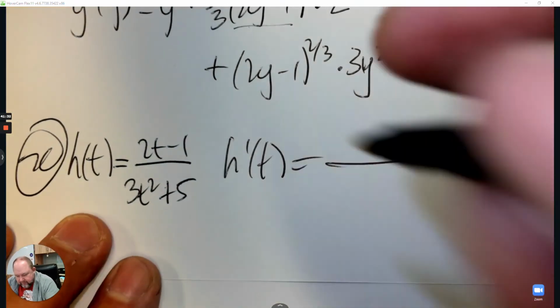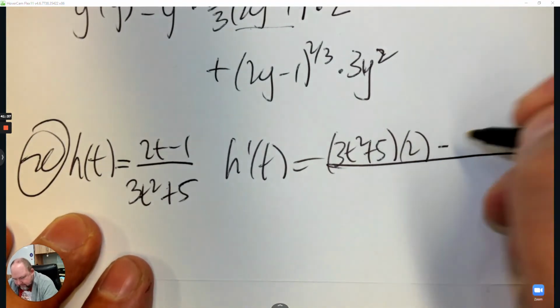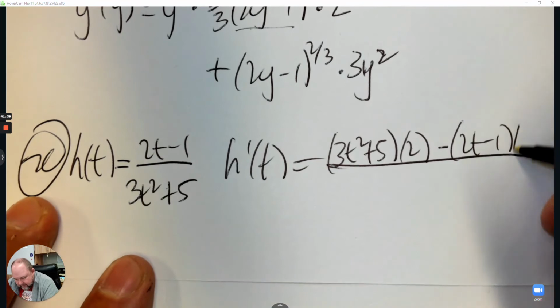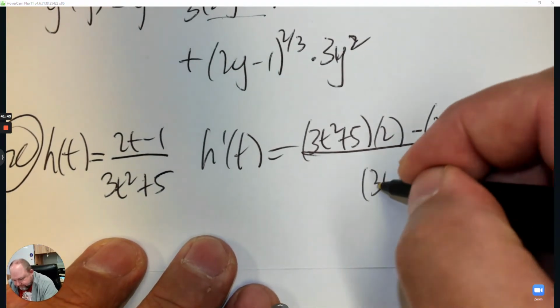The quotient rule is the bottom times the derivative of the top minus the top times the derivative of the bottom, and then the bottom squared.